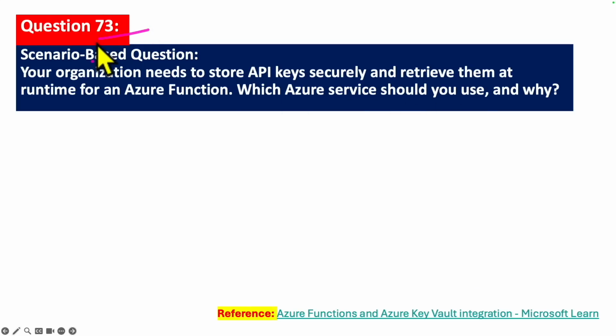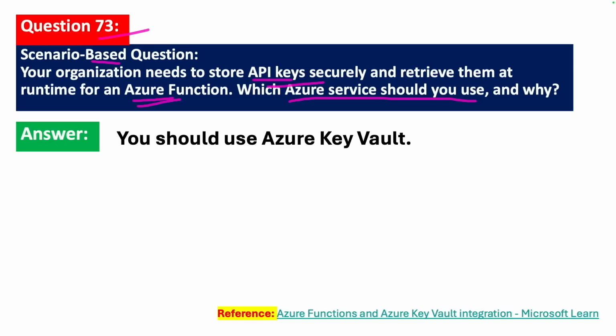Let's look at question number 73. This is a scenario-based question. Question is, your organization needs to store API keys securely and retrieve them at the runtime of an Azure function. Which Azure service should you use and why? I introduced this particular service which I'm going to talk about right now earlier in some other questions as well. The correct answer here is you should be suggesting an Azure Key Vault as a solution.